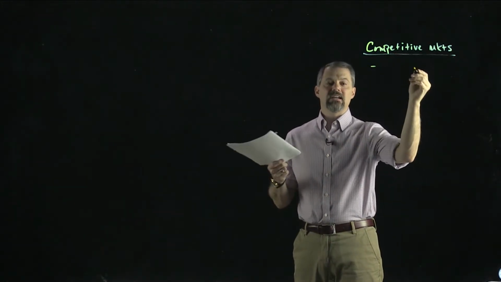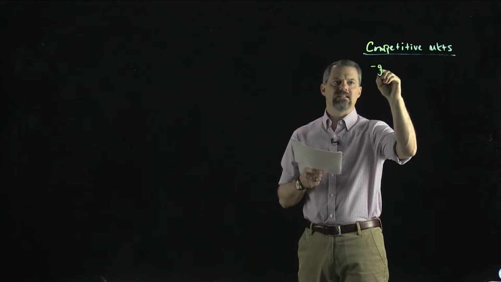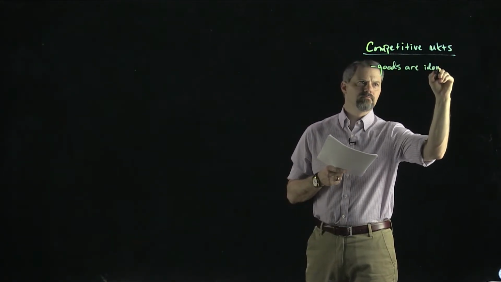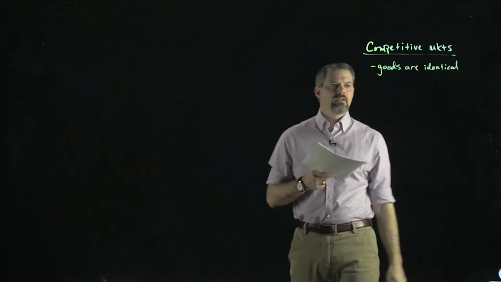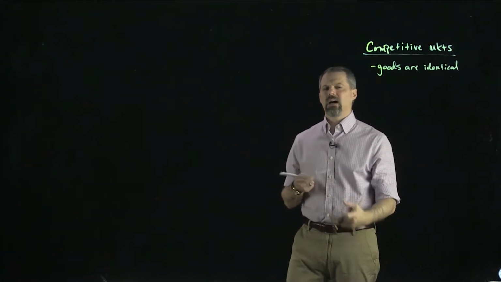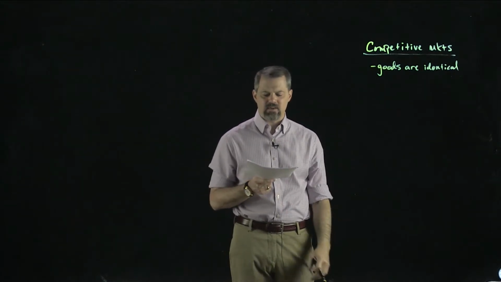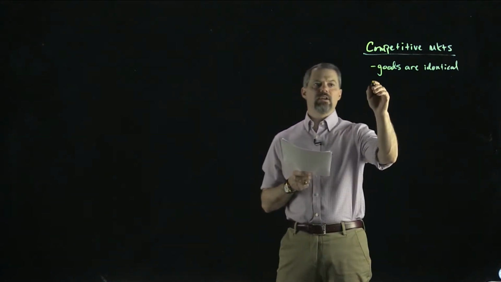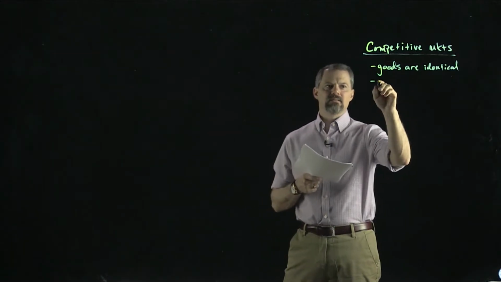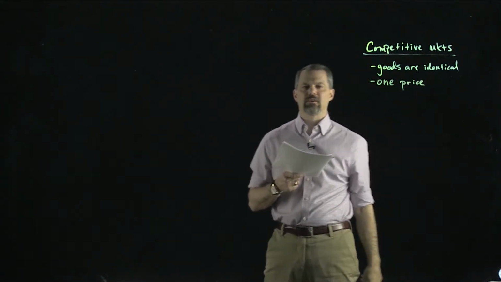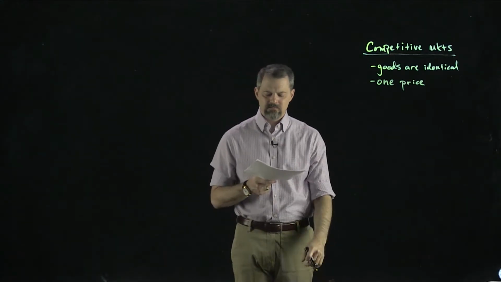We're going to be thinking about markets where the goods are identical. Every buyer is buying the same thing from all the sellers who are selling the exact same thing. There's only going to be one price. Because the goods are identical, all of them will sell for the exact same price.